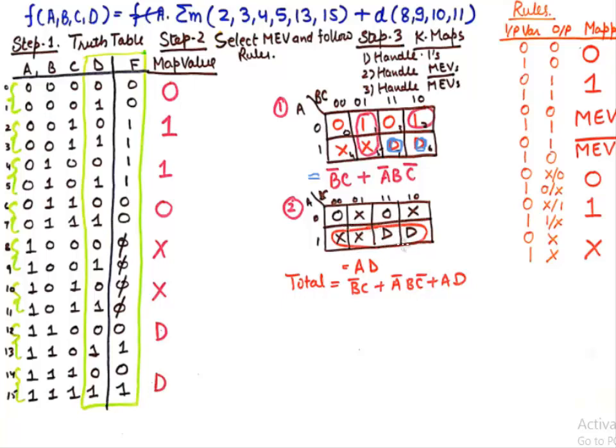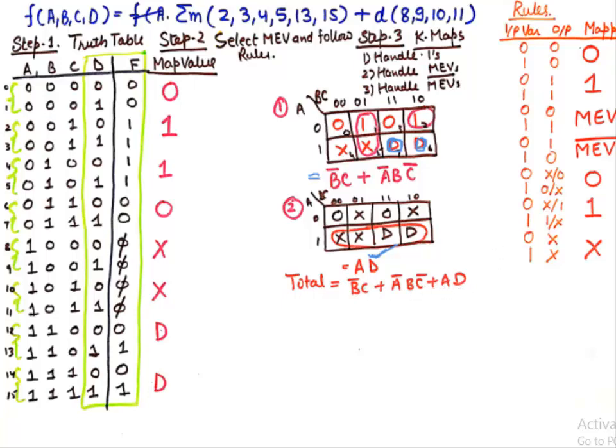and they're not helping us in any way, but we still can get this pairing of 4 values, which is equivalent to AD. So because the common term is A multiplied with the MEV, we get the total output as B bar C plus A bar B C bar plus AD.